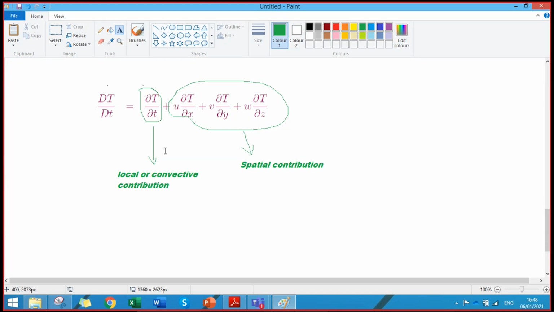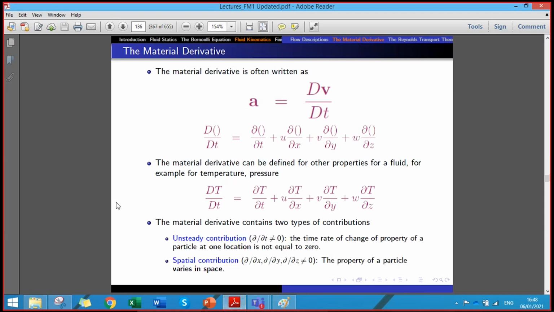Yes, sir. So if the flow is steady, what will happen to the local or the convective term? It will become zero. Yes, for steady state flows, the local or the convective contribution will be constant. There will be no change in the property with respect to time. So the convective term will become zero. So partial by partial t is also called the unsteady contribution: the time rate of change of the property of a particle at one location is not equal to 0. And the other contribution is called the spatial contribution.